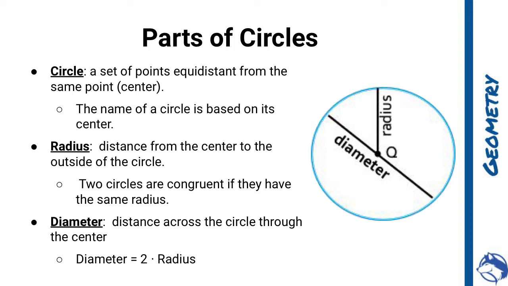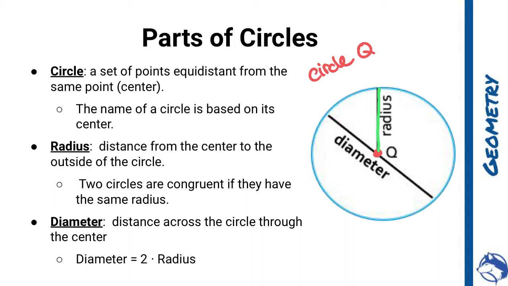So when we have a circle that's drawn, we can name it by the center. So this circle here is based on its center Q. So we'd call this circle Q. That's how we would describe it. We then have our radius, which is the distance from the center to the outside edge. And so if they have the same radius, two of the circles can be congruent.